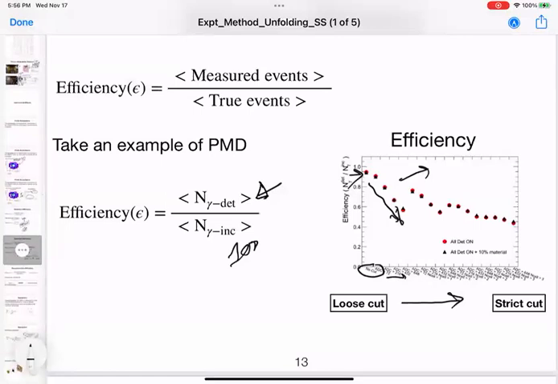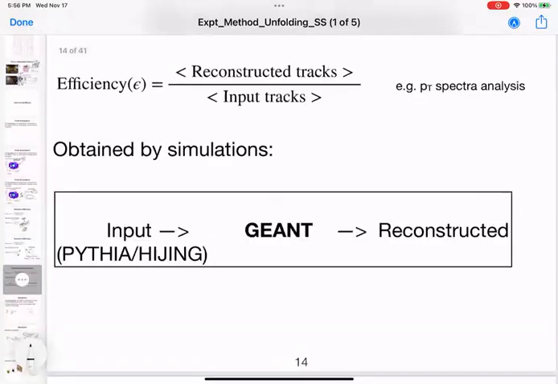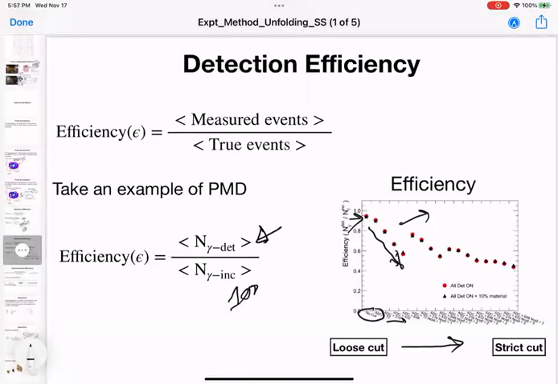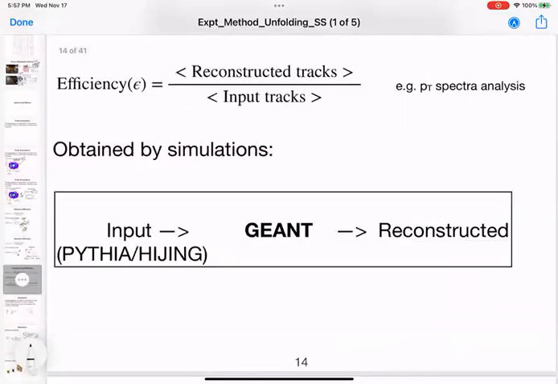So next, another thing about the efficiency. This is about the efficiency when you detect the number of charged particles. We also have another efficiency, called the reconstruction efficiency, which is used, for example, in spectra analysis. In ALICE, we have event generators: for pp collisions we can use Pythia, and for heavy ions we can use, for example, HIJING. Then we pass through GEANT, and then we reconstruct back in the simulation. Then we take the ratio between the reconstructed and the input, and this is what gives us the efficiency.